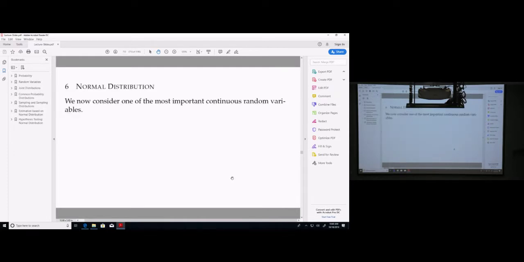Okay, so I think it would be a good time to have a break. We'll introduce the normal distribution. Now the normal distribution appears everywhere. There is a reason for it, but that would be more or less explained in the next chapter, and that is the famous central limit theorem.